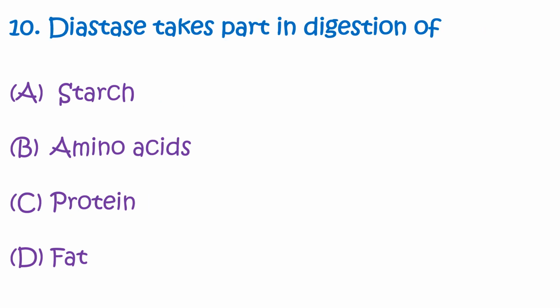Question number 10. Diastase takes part in the digestion of options are option A starch, option B amino acid, option C protein, option D fat. Correct answer is option A starch. Diastase is a group of enzymes that catalyzes the breakdown of starch into maltose. It is also called alpha amylase, which breaks down the starch into simpler sugars like maltose. The other components like the amino acid and protein require protease enzyme to break them down into simpler molecules. The fat is broken down by an enzyme called lipase.